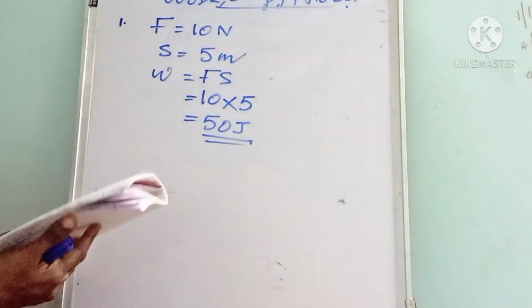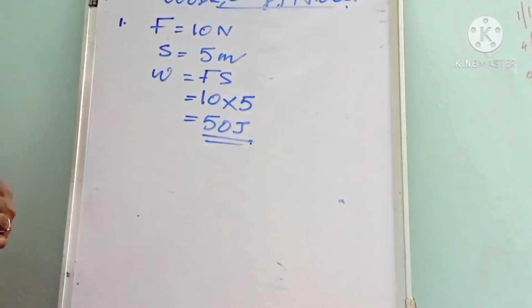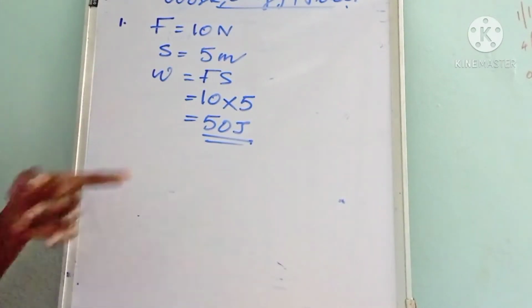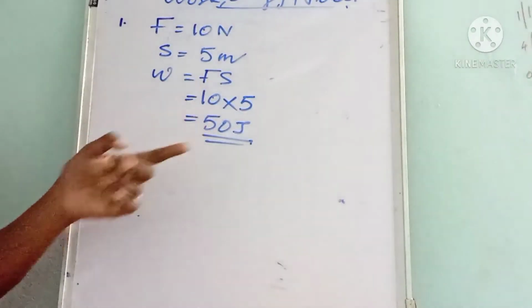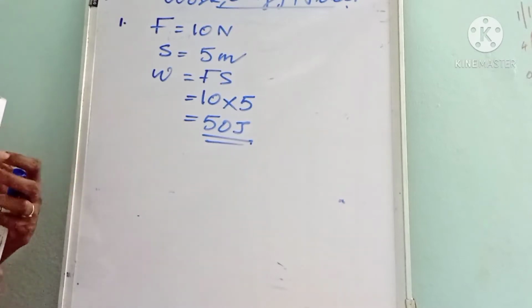Here the force is given as 10 Newton and the displacement is given as 5 meter. We have to calculate the work done. So work done W is equal to F into S. F is 10 Newton and displacement is 5. So 10 into 5, 50 joule. Have you got it?